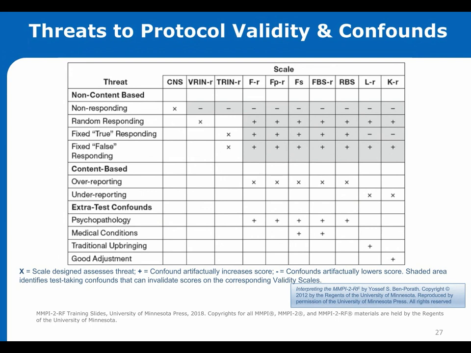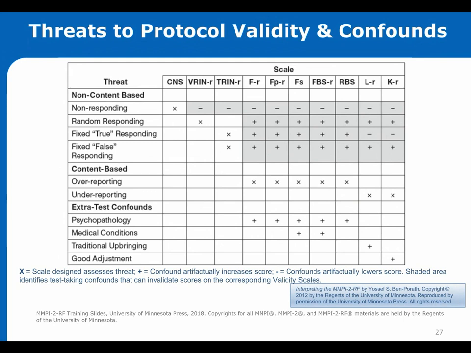Now the gray boxes indicate that if there's a high enough non-response rate to any of the validity scales, it invalidates the scores on those validity scales. And we set this cutoff of the non-response rate at 10% or more. In other words, if the response rate is less than 90% on any of these validity scales, then we don't interpret them. So for example, if someone responded to only 75% of the VRIN items, we wouldn't be able to interpret VRIN. That's what this gray box indicates.